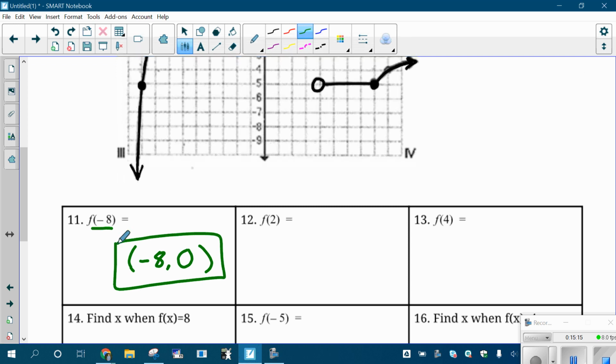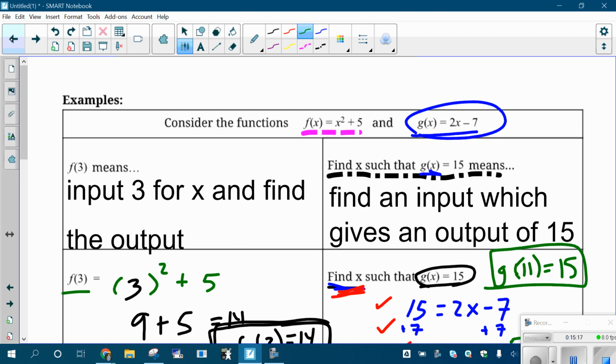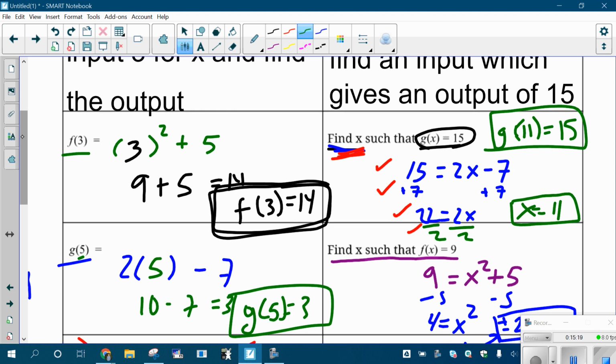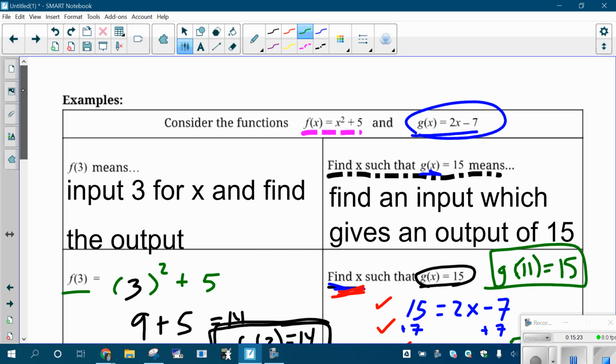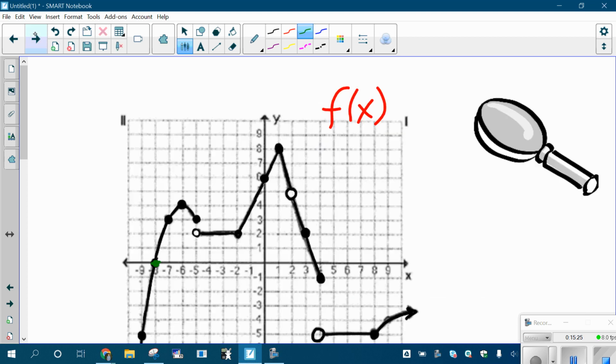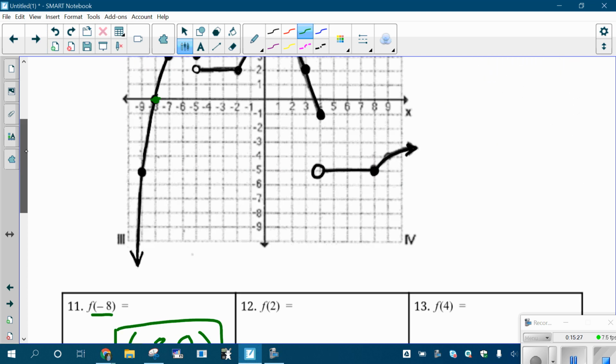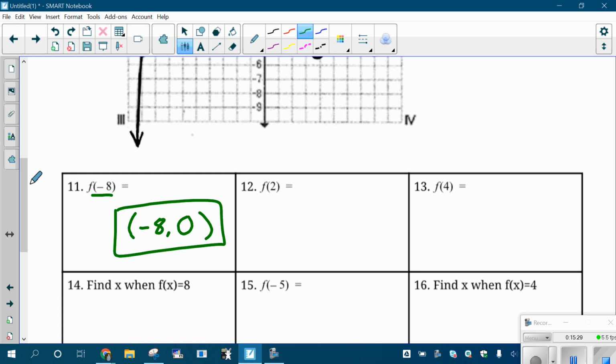If this seems really different than what we were doing before, it's really not. Here, to figure out the output that went with the input, we plugged it into the function. We plugged it into the equation they gave us. If they give us a graph, we don't have to plug it into an equation. We just look at the graph. Okay, let's do this one.